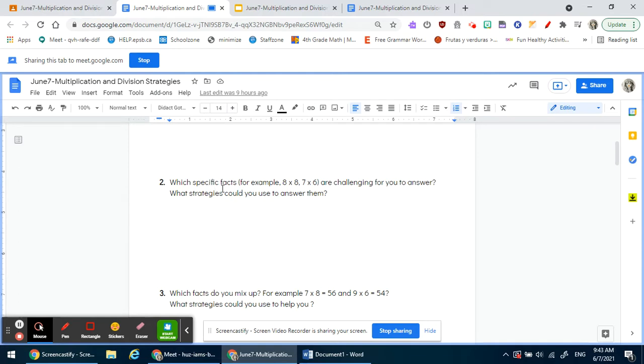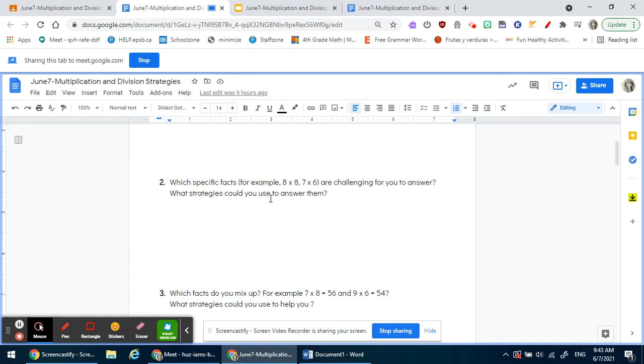Number two, specify which facts, for example, are challenging to answer. What strategy do you use to answer them? So like when you're multiplying 8 by 8 or 7 by 8, which ones do you think you struggle with? Maybe it could be when you're multiplying a number by 9 or by 5 or whatever it is. And what do you do? What strategy do you use to help you?